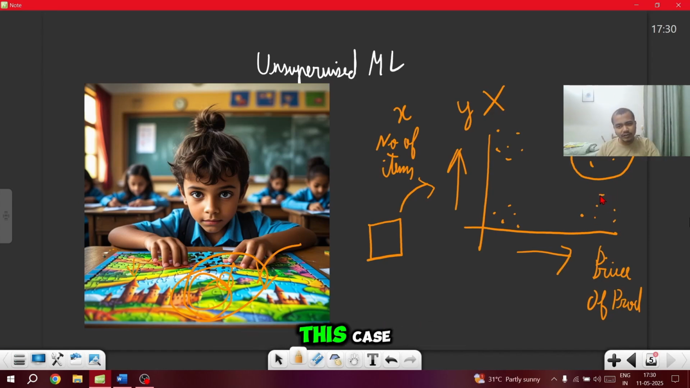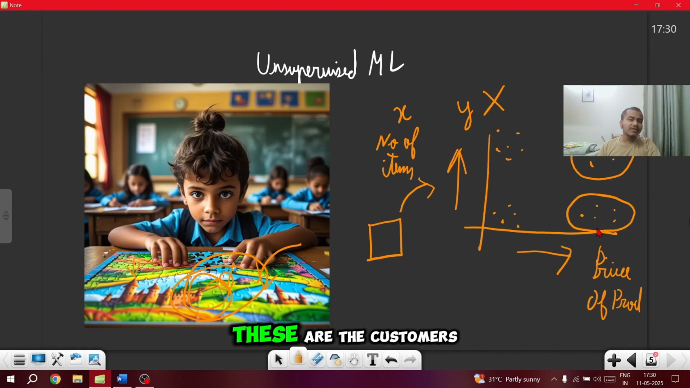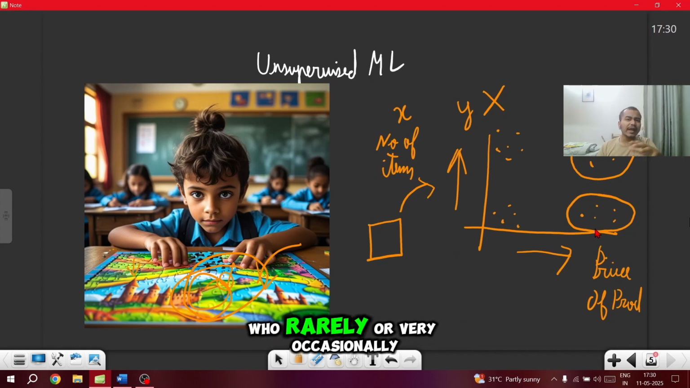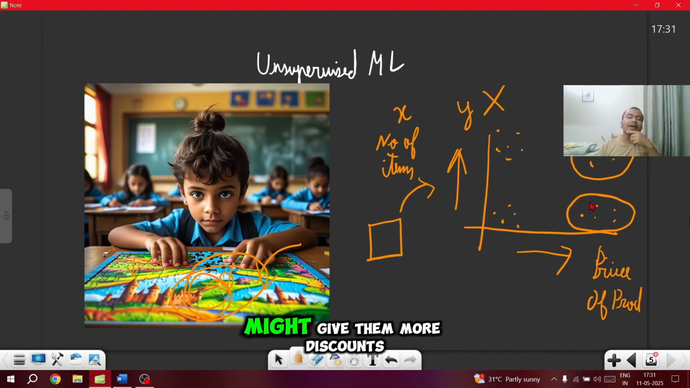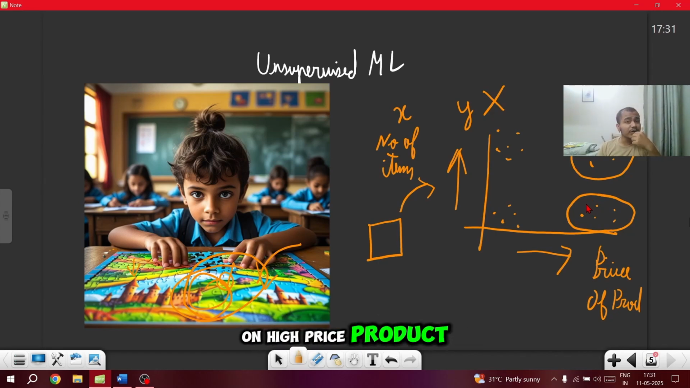But when it comes to this case, these are less number of customers, but still buy high price products, but in very less number. So what can we see or infer about this? These are the customers who rarely or very occasionally buy high price product. Like maybe when they get a bonus in their office, maybe they want to buy a TV or a fridge of high quality. So what should the company do? It might give them more discounts on high price product, or give offers like buy one get one.